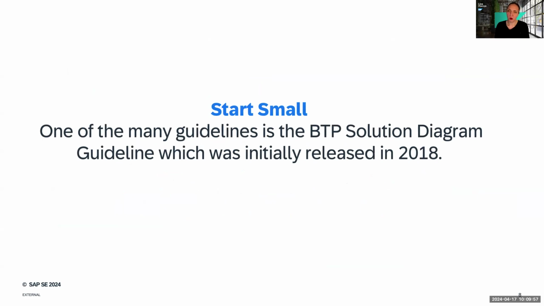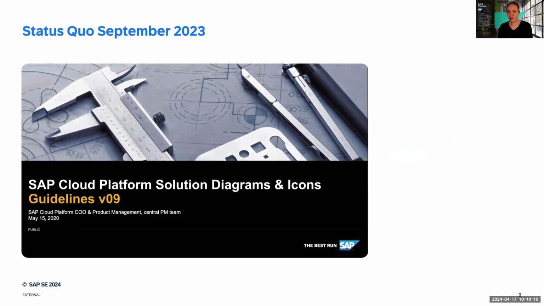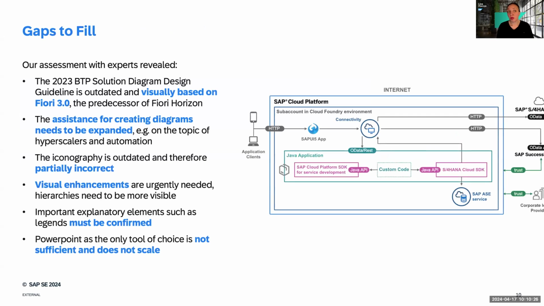And we started small. This means we just focused on the BTP solution diagram guideline, which was initially released in 2018 and has evolved a little bit over time. Maybe some of you know this, maybe some of you have worked with the guideline. It was a PowerPoint file that was shared publicly for people to work with and use the shapes and the files and also the guidelines. But yeah, also in its way, very limited. So we realized there are a few gaps to fill.